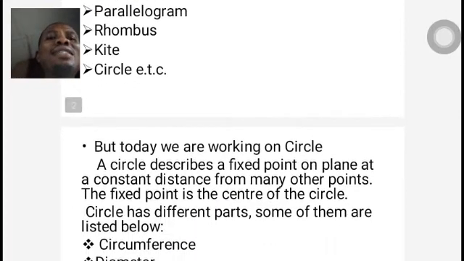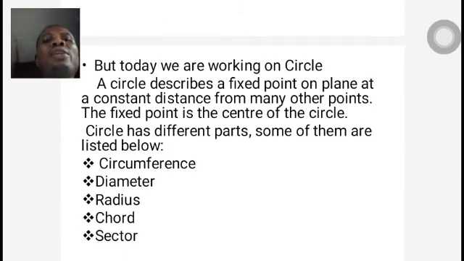A circle describes a fixed point on a plane at a constant distance from many other points. The fixed point here is the center of the circle. So we have circles with different parts, some of which we have here.